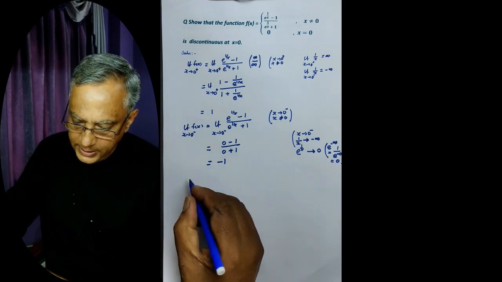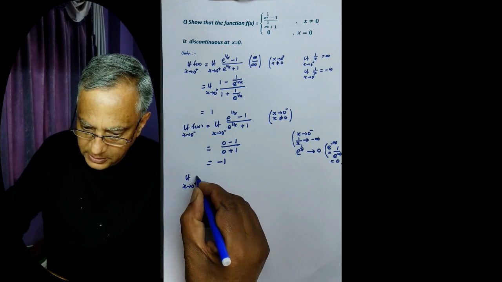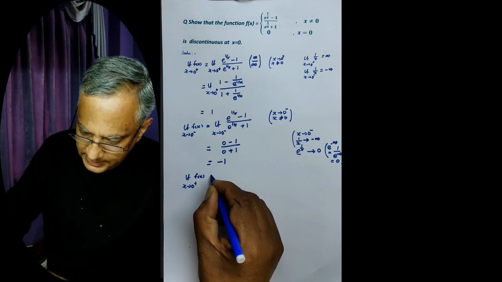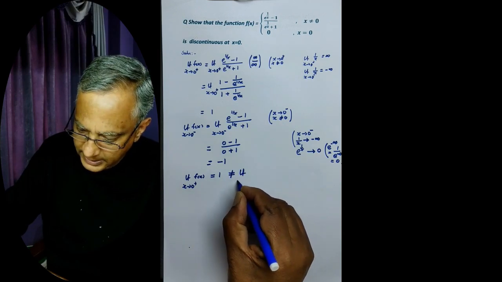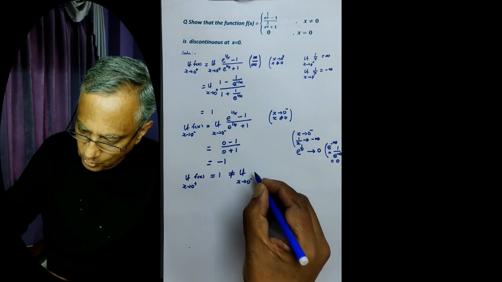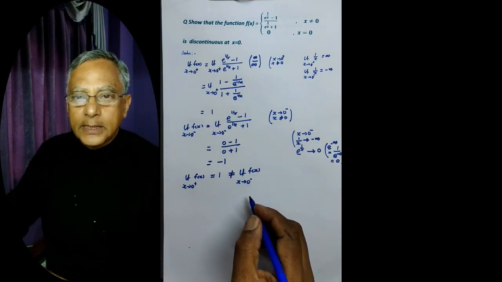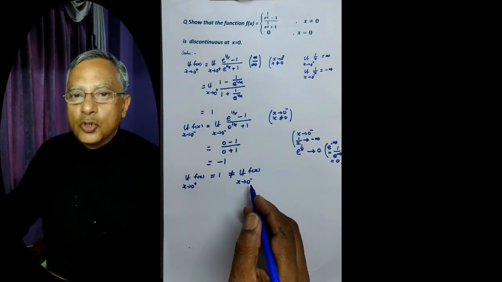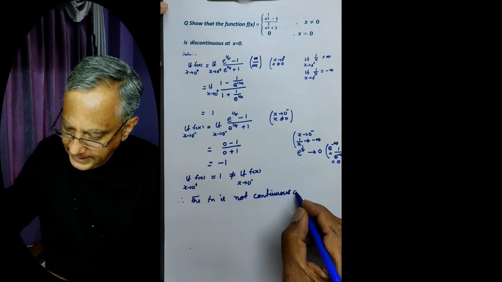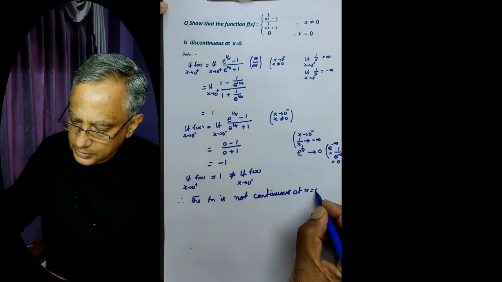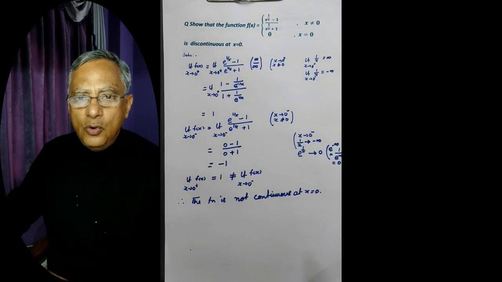So what we note is limit x approaches 0 from positive side f(x) is equal to 1, which is not equal to limit x approaches 0 from negative side. Therefore the limit does not exist and therefore the function is not continuous. Therefore the function is not continuous at x equal to 0. Therefore the function is discontinuous at x equal to 0.